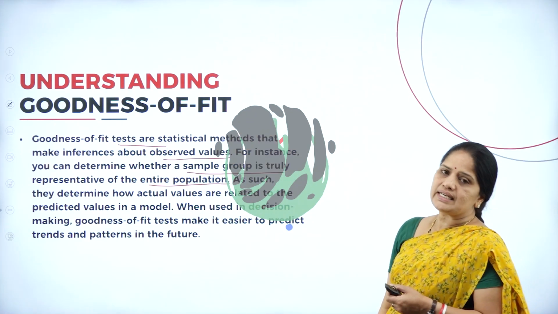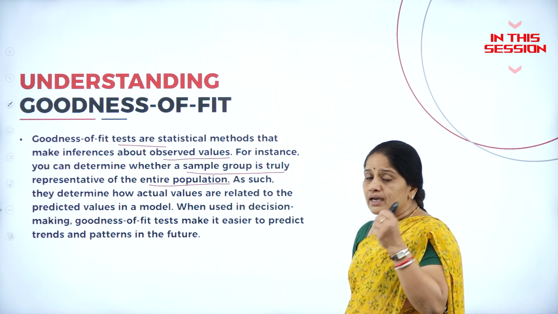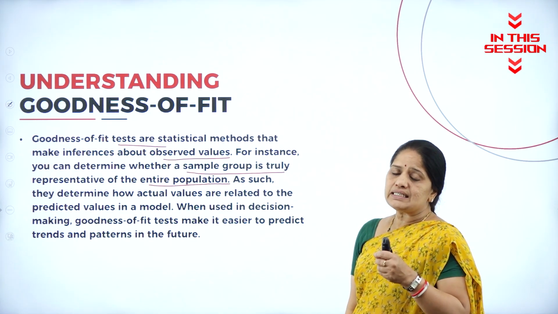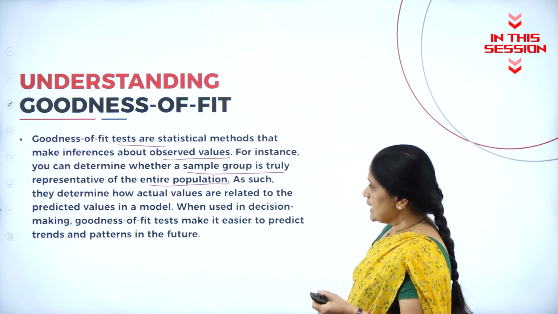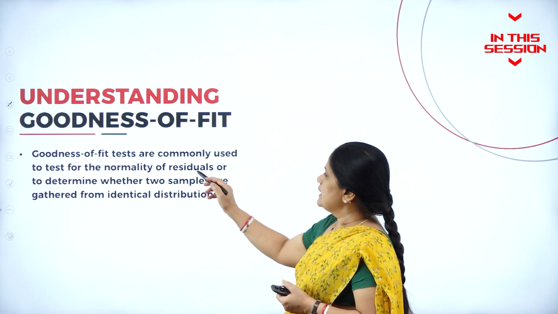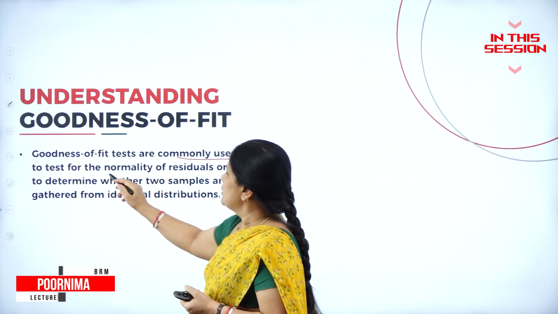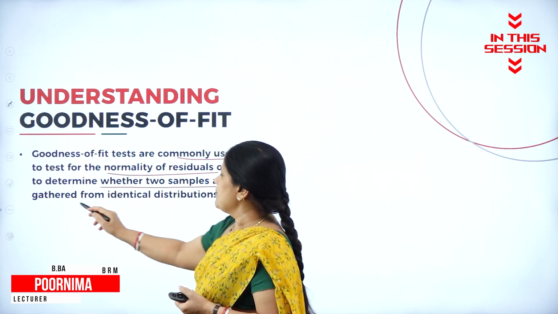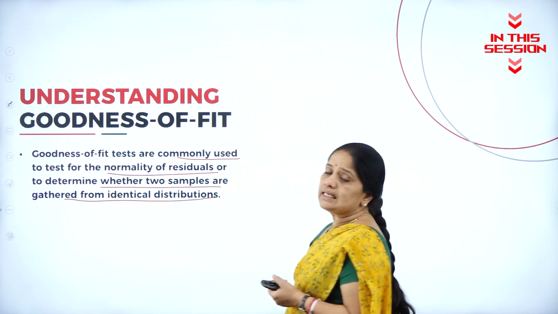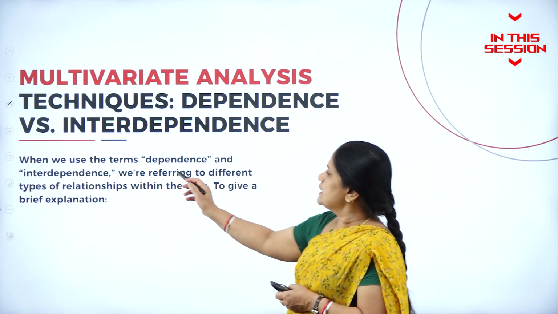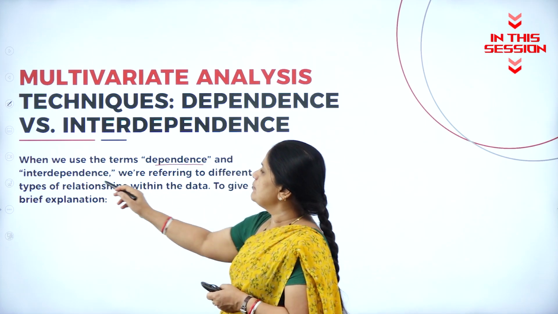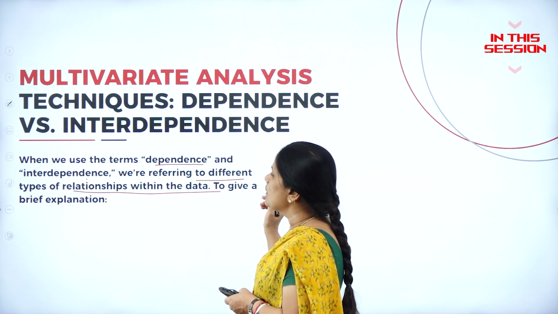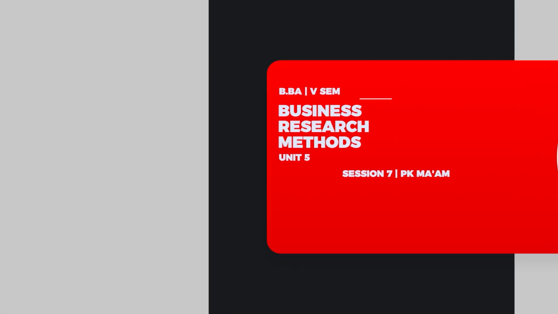This goodness of fit test will just tell us whether the sample, whatever we have collected from the entire population, is a representation of the entire population. Goodness of fit tests are commonly used to test for the normality of the residuals or to determine whether two samples are gathered from identical distributions. When we use the terms dependence and interdependence, we are referring to different types of relationships within the given data.